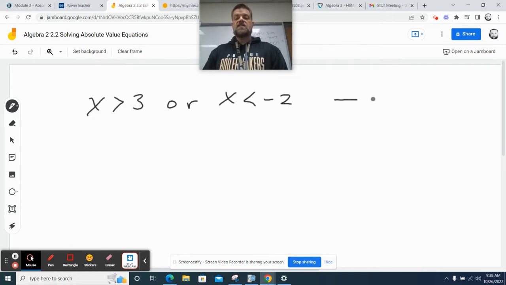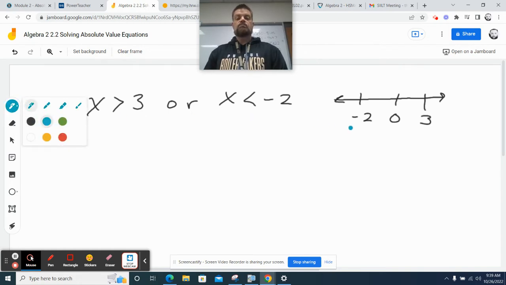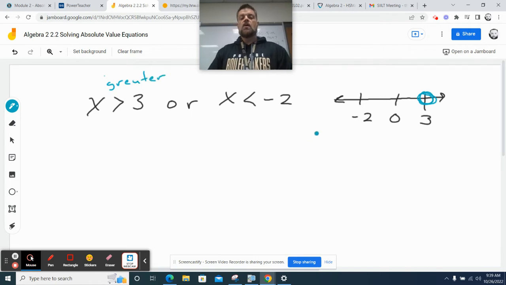If I go to graph this on the number line, I have two values of interest. Something happens here at -2, and then something happens over here at 3. Since I don't have an equal sign, I'm going to put an open circle at 3. That says x is greater than, so I'm thinking of any value greater than 3. So I'm going to go this way, right? 4 is greater than 3. 5 is greater than 3. Open circle going to the right.